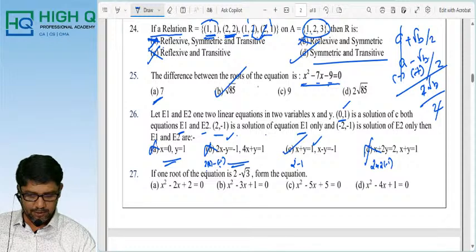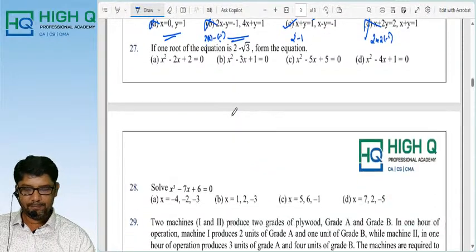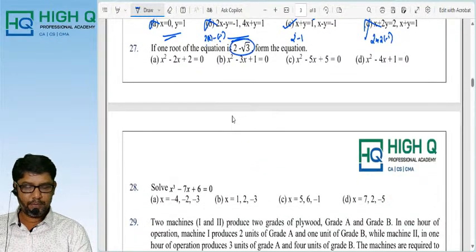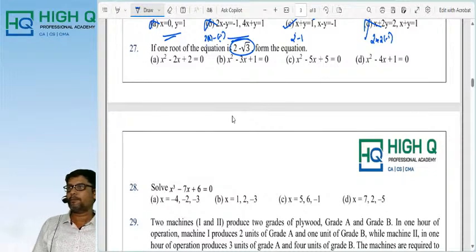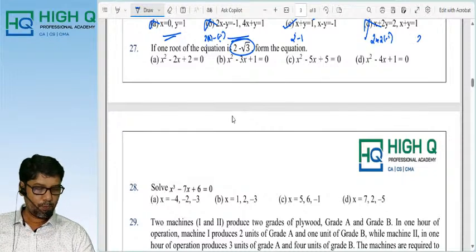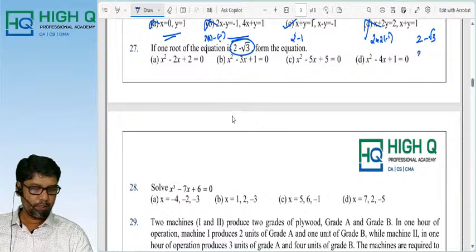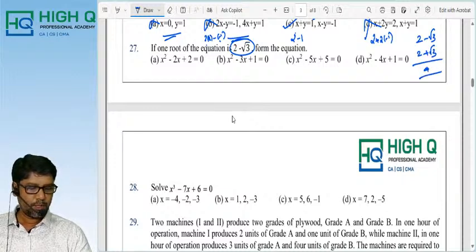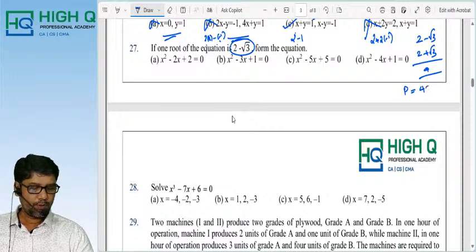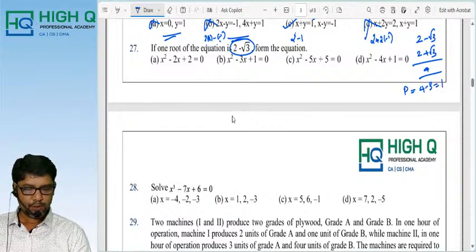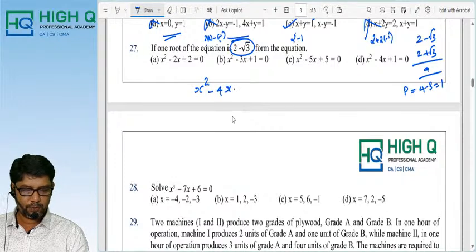Correct? Answer over. Now, this is a very famous question. If one of the roots is 2 minus root 3, can you please form the equation? See, one root is 2 minus root 3, the other root is 2 plus root 3. Sum of the roots is 4. Product is equal to what? 4 minus 3, which is equal to 1. So what exactly are we going to get? x square minus sum of roots into x plus product of roots equal to 0.